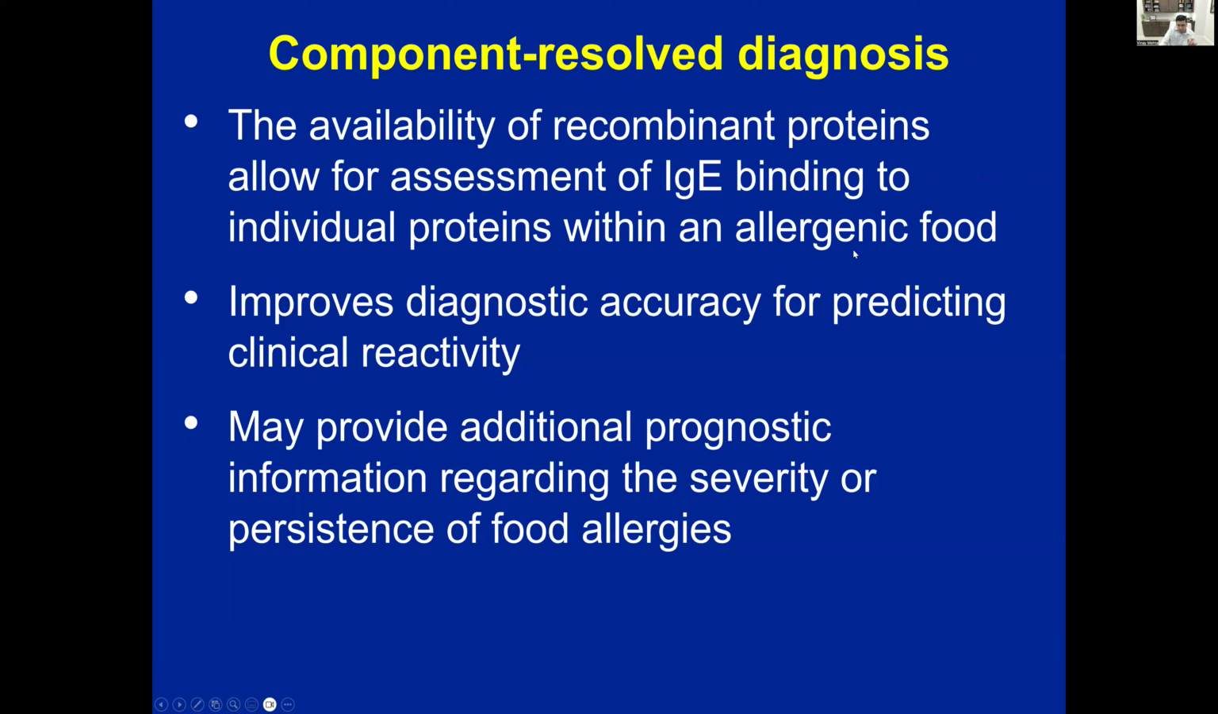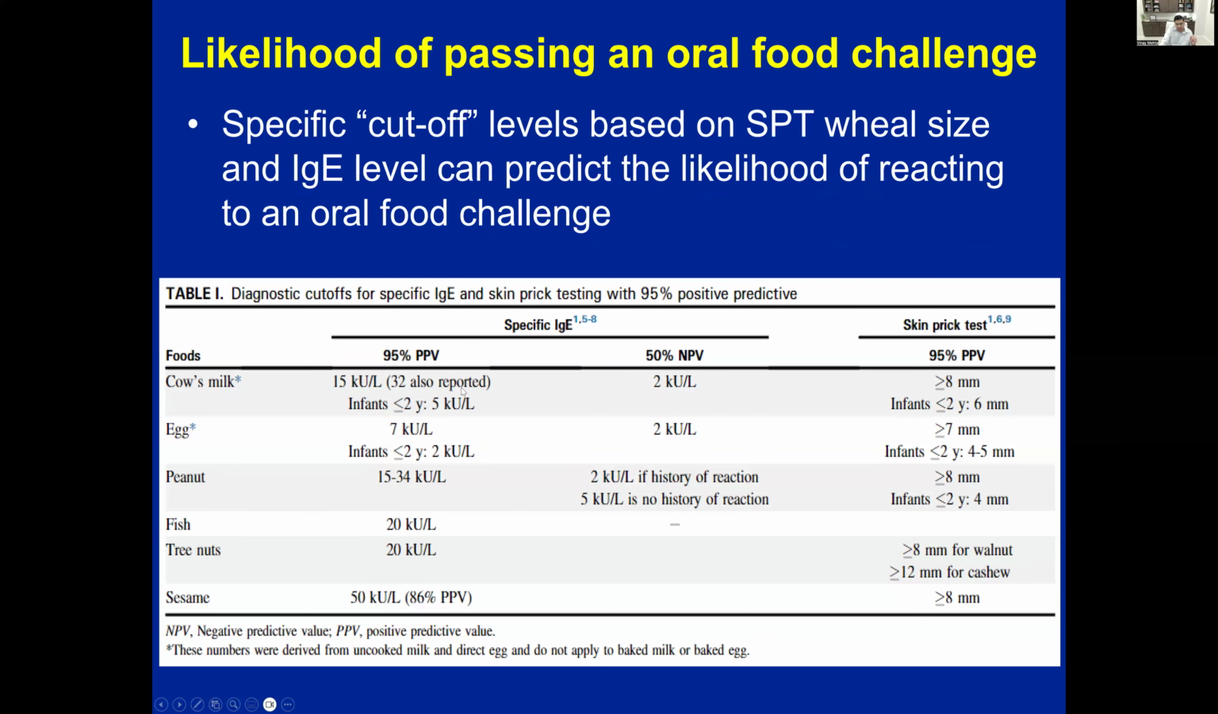As I mentioned, on the food allergen there may be certain sites. Well, let me re-explain. Now you have recombinant proteins which you can test for, which allow for a better assessment of IgE binding to individual proteins within the allergenic group. I'll explain what this means. The reason we do this is because it allows better diagnostic accuracy for predicting clinical reactivity. So it's a second level, and this here is kind of the first level.